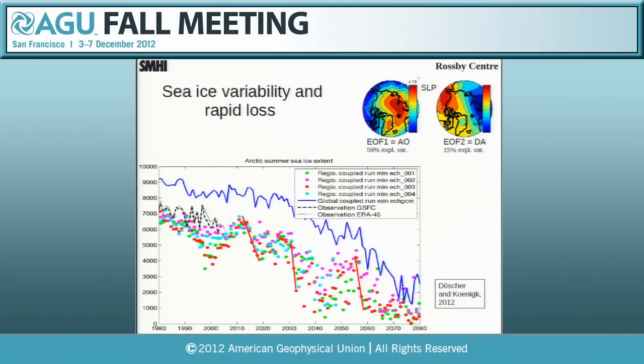Next one. An interesting feature here is that using the downscaling, we have increased variability in the sea ice extent. This is Arctic summer sea ice extent. The blue one is for a global model. Black is reanalysis, and the different colored dots here represent four different regional scenario experiments, which at first start at a more realistic level. And they show distinctly stronger variability compared to the GCM.